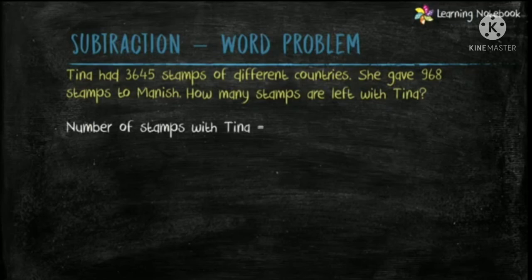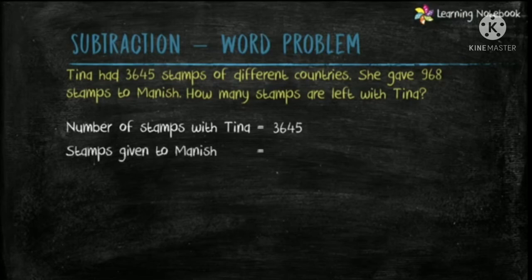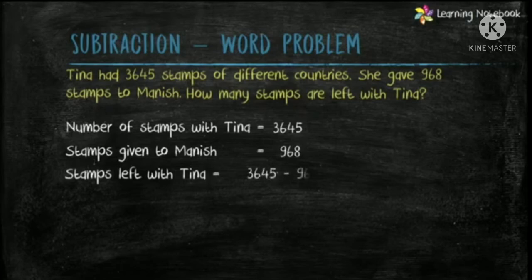Let's write the given statements. Number of stamps with Tina equals 3645. Stamps given to Manish equals 968. As we can see, it's a clear case of subtraction. So, stamps left with Tina equals 3645 minus 968.